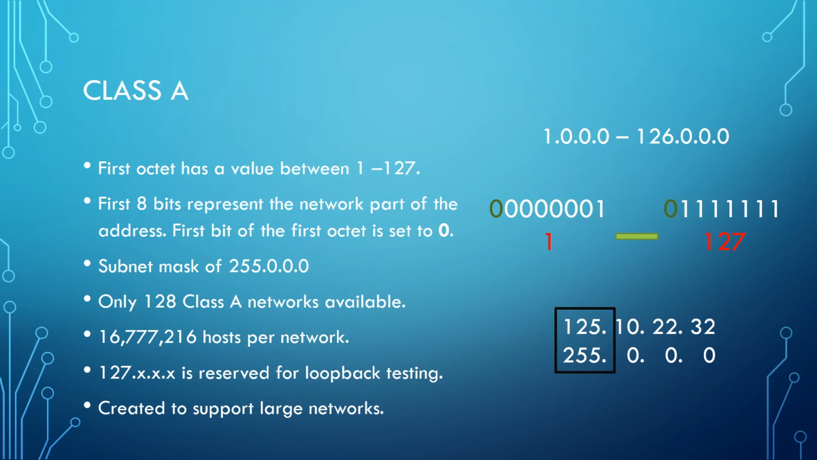Now, the actual 127 range, so 127 dot anything, is reserved for loopback testing. So with Class A, you really only get 1 through 126 to be used as Class A IP addresses. If you look at this example down here on the bottom right, this represents a typical Class A IP address: 125.10.22.32, with a subnet mask of 255.0.0.0.